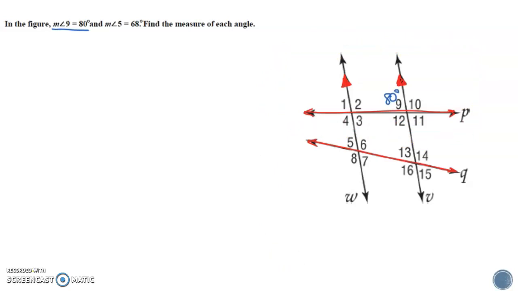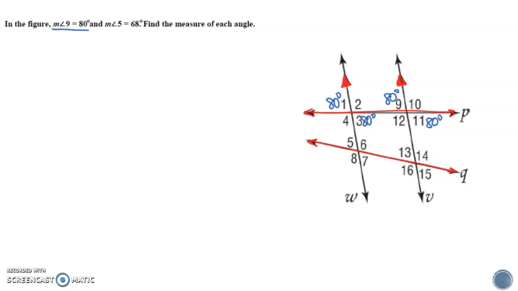I can find some corresponding angles, so angle 1 and angle 9 are corresponding, and by the corresponding angle postulate, I can say that angle 1 is 80 degrees. I also know from previous classes that vertical angles are congruent, so angle 1 and angle 3 should both be 80 degrees, and angle 9 and angle 11 should both be 80 degrees.